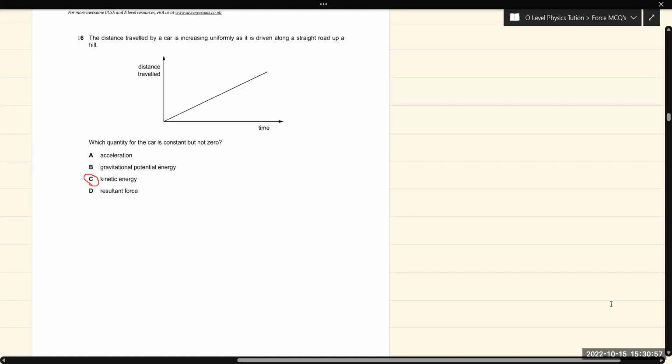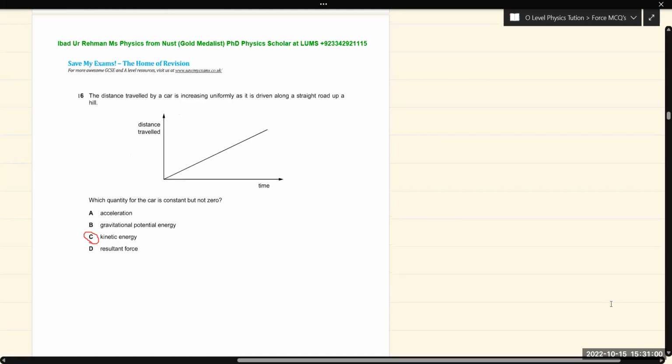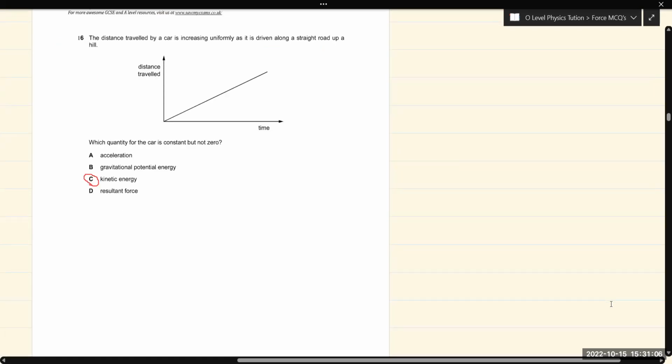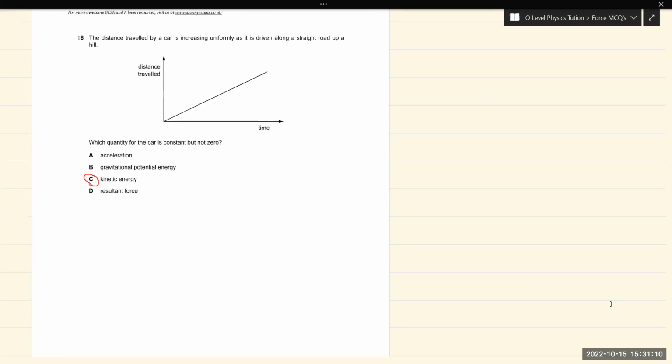So the distance traveled by a car increases uniformly as it is driven along a straight road. Which quantity for the car is constant but not zero? So obviously the kinetic energy of the car is constant but not zero. Because it is moving, its kinetic energy will remain constant.